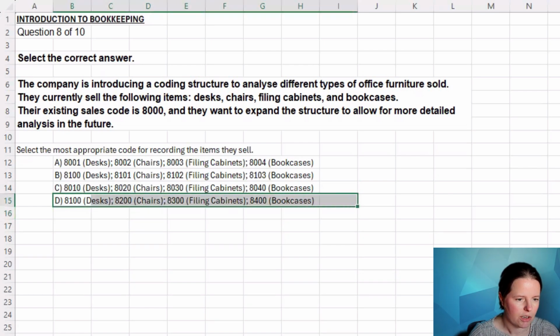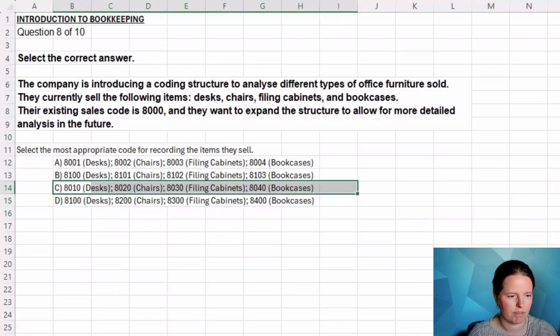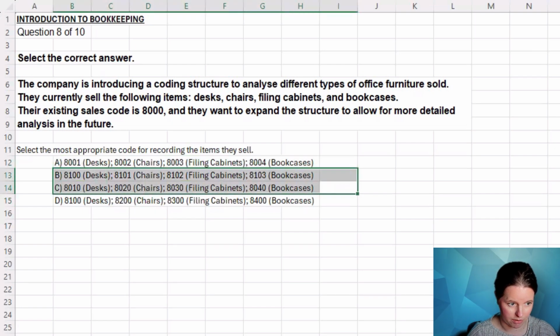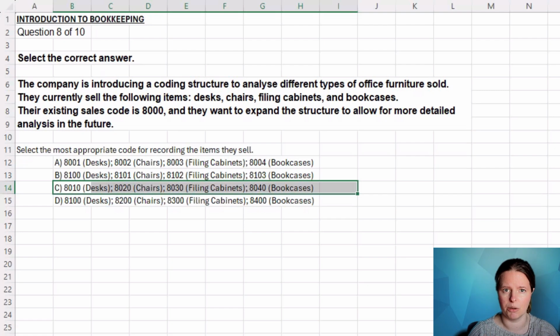So you could use 8,100, 8,200, 8,300 and 8,400, but you're leaving a huge gap between each nominal, and that doesn't really make much sense. So you would preferably want them to be sequential, as in the next number along. So I wouldn't recommend that one there. 8,010, 8,020, 8,030, 8,040. Same thing, so you're leaving tenths in between each nominal. And again, there's no reason to really do that.